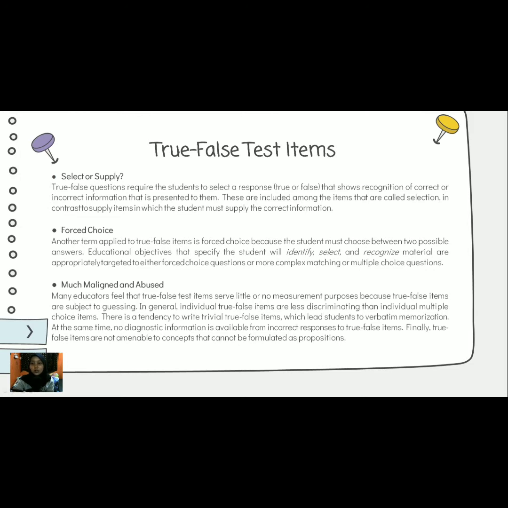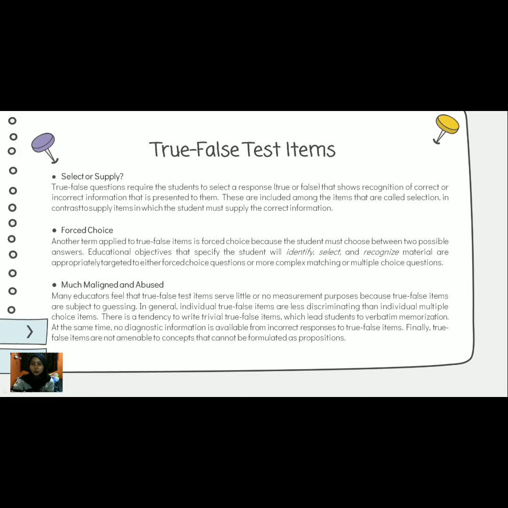Forced choice. Another term applied to true-false items is forced choice, because the student must choose between two possible answers. Educational objectives that specify the student will identify, select, and recognize material are appropriately targeted to either forced choice questions or more complex matching or multiple choice questions.